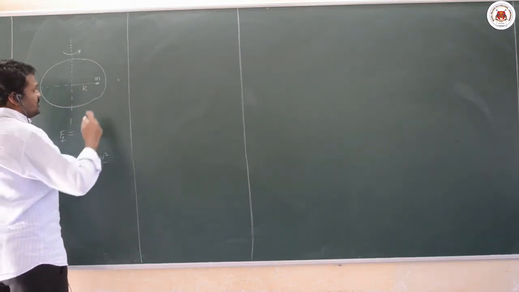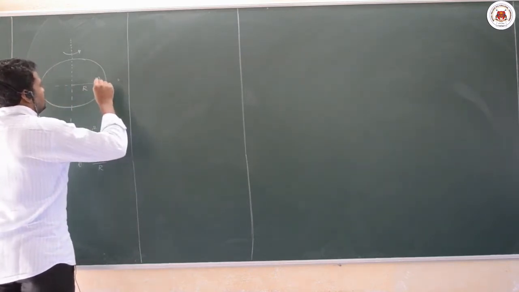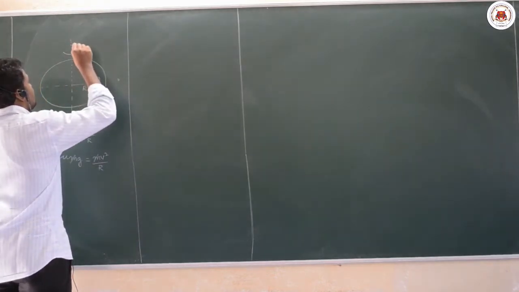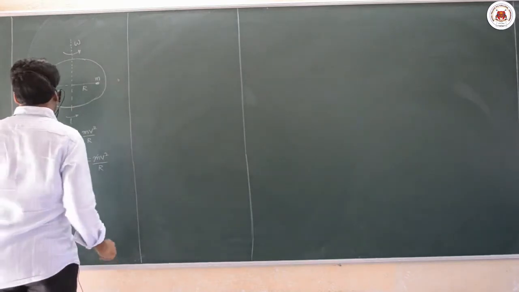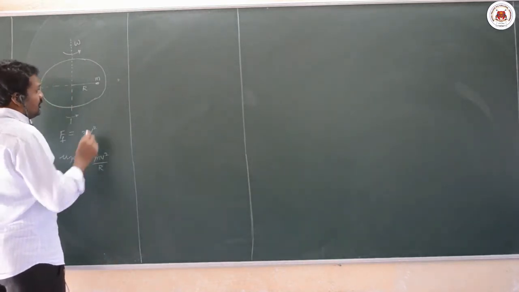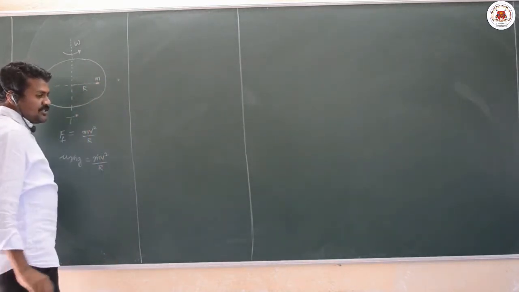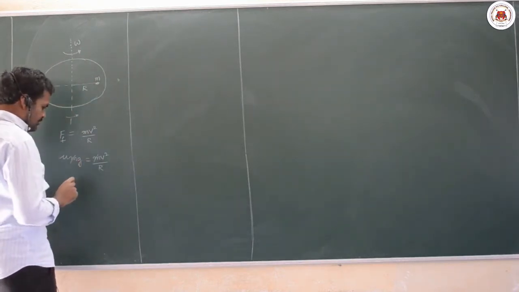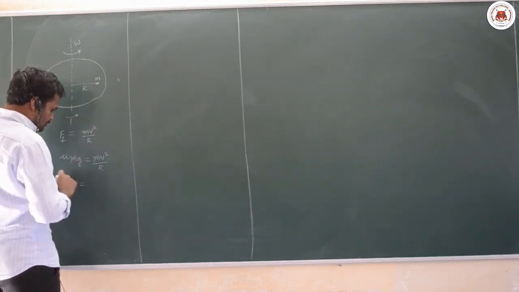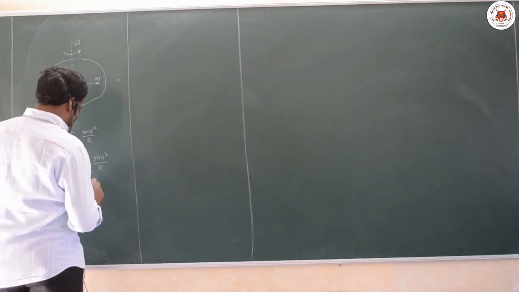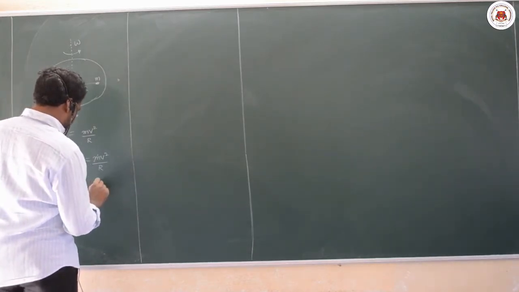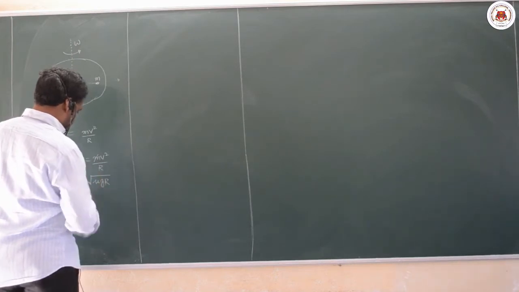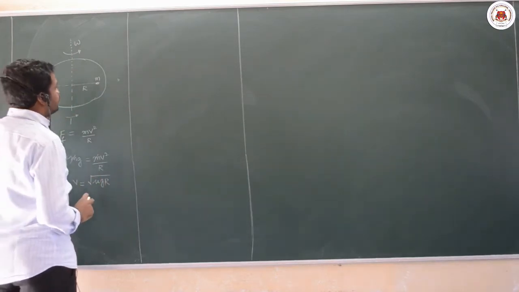What is the safest speed the disc can move, or safest angular velocity the disc can rotate, so that the coin which is placed at a distance r is not disturbed? The condition is velocity is equal to under root of mu g r. This is the velocity.